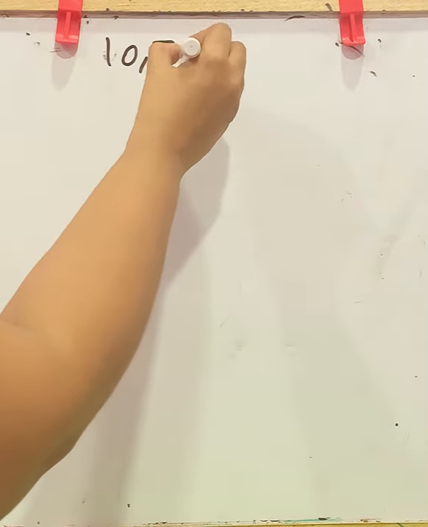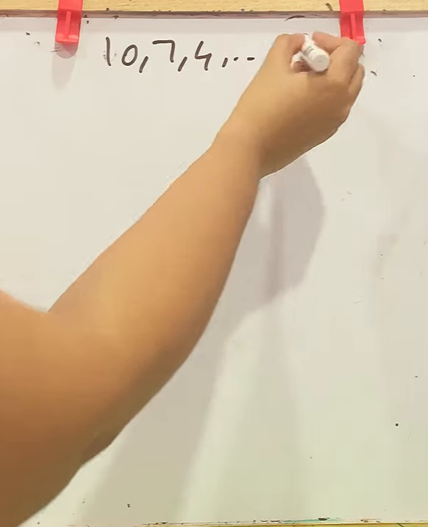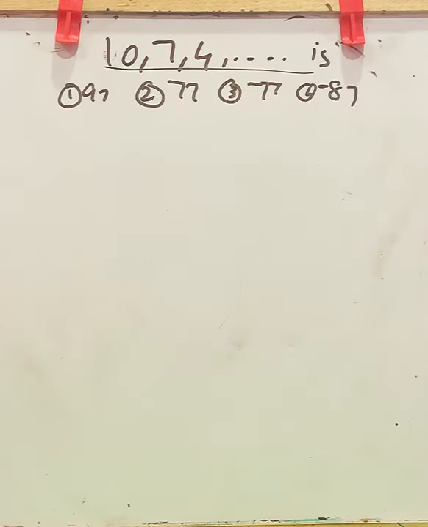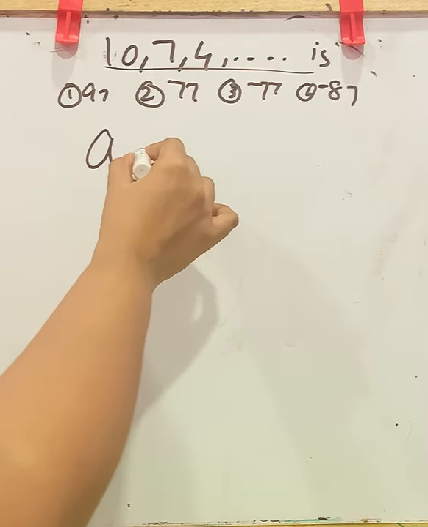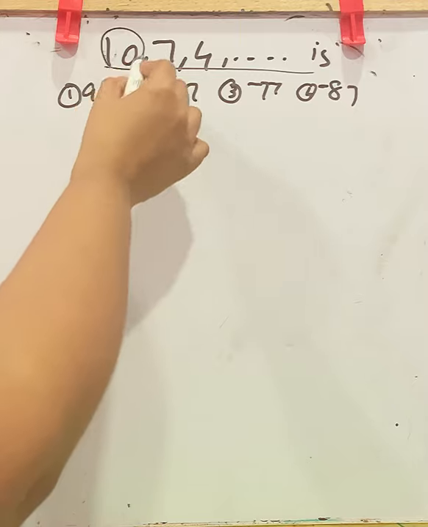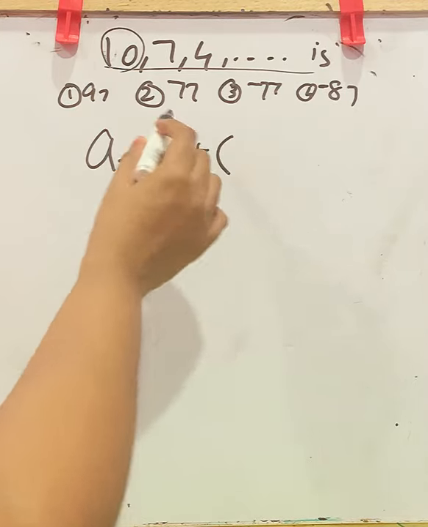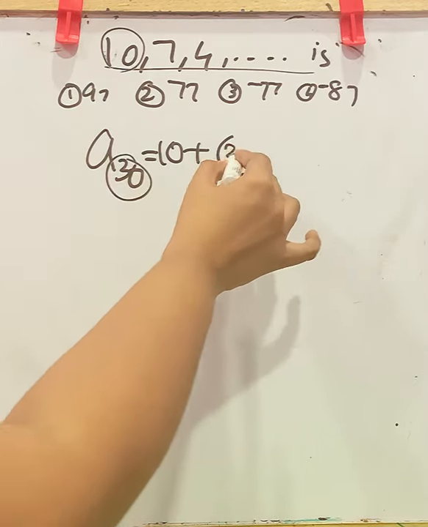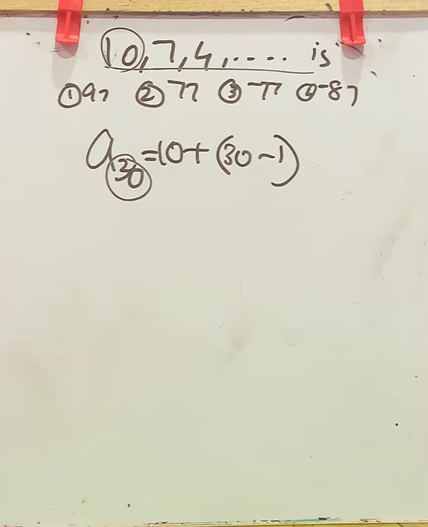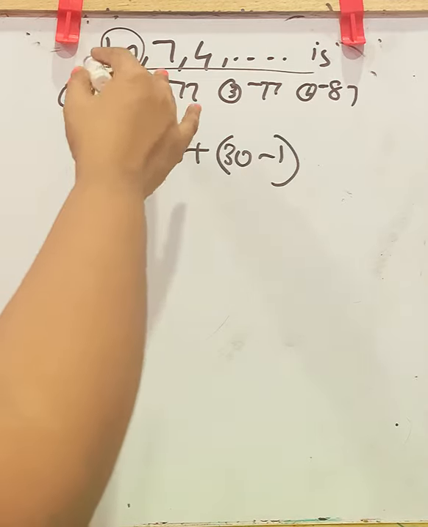Next question. Choose the correct choice in the following and justify. 30th term of the AP 10, 7, 4, etc. is, we have 4 choices. This is an AP, it is given. We have to find the 30th term. So A30 equal to, first term is 10 plus 30 minus 1 into d. First we have to find the difference here. Take any two consecutive numbers and you have to subtract the preceding number from the succeeding number.